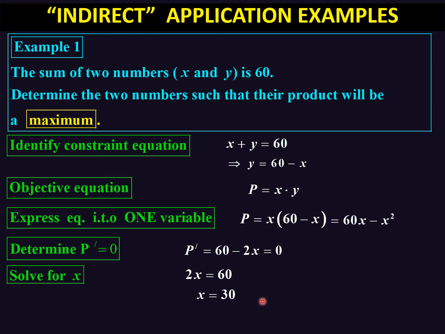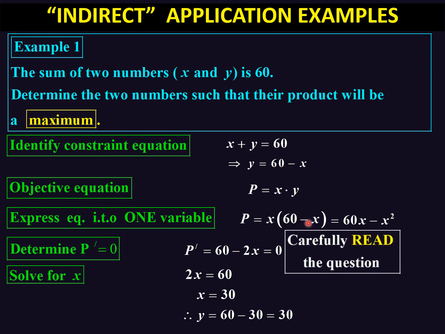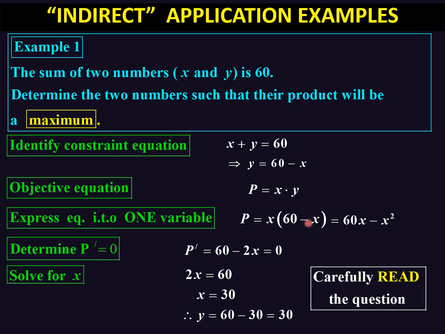Now if we read the question, do we want x? Determine the two numbers. Numbers is plural. There's only one number so far. So you have to find the other number, and you can determine the other number by 60 minus 30. And remember, always make sure that you read. If you don't read, you might have stopped there and overlooked that they want the numbers, not just a number.